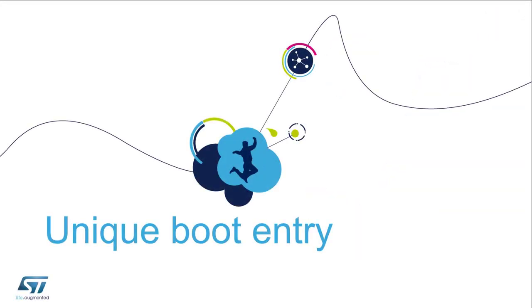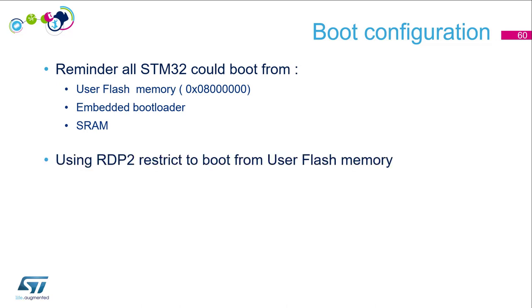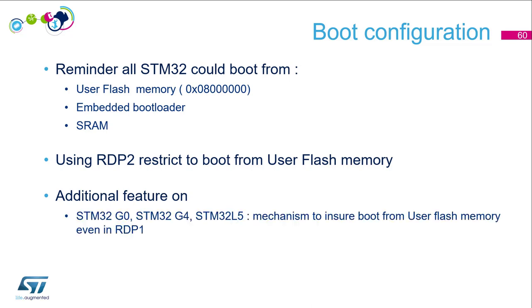Unique boot entry. First, let's talk about the boot configuration. Reminder: on all the STM32 you could boot from user flash memory, embedded bootloader, or SRAM. Using RDP2, you restrict to boot from user flash memory. I invite you to have a look in the RDP chapter. But we've got an additional feature.